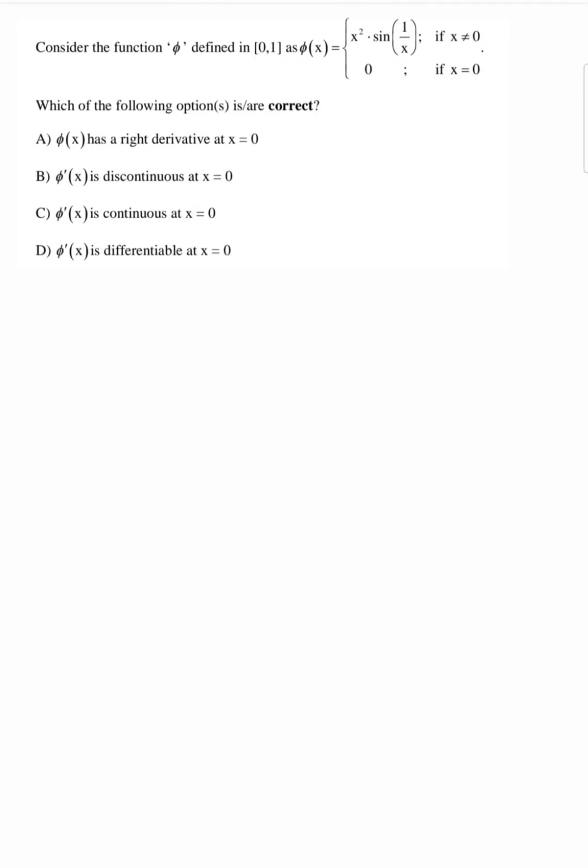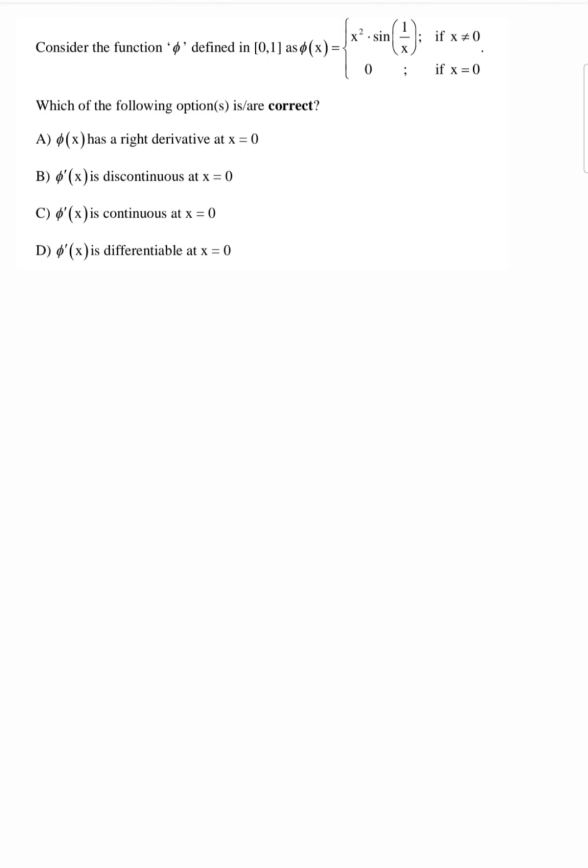We are going to solve a question from the continuity and differentiability chapter. A function is given. They are asking whether the function has a right hand derivative at 0, and options B, C, D contain continuity and differentiability of phi dash x, not phi of x.